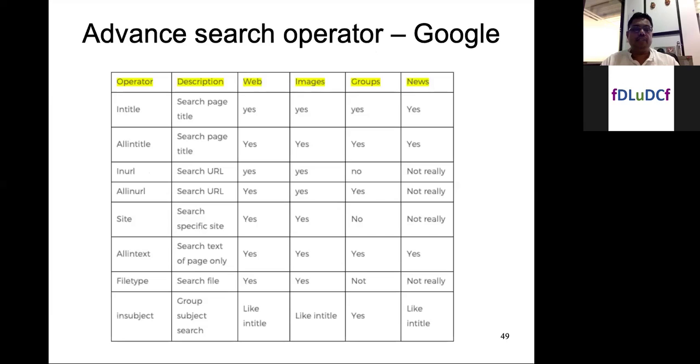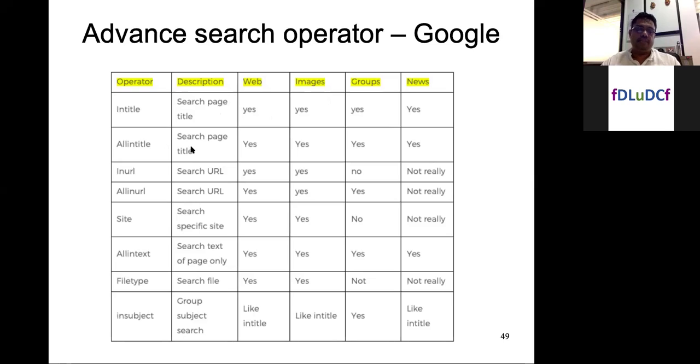Some of these advanced query operators I have listed down, like intitle, which searches for keywords in the title, and inurl, allintitle, allinurl, site, allinindex, filetype, insubject, and so on. There are operators available like that. intitle searches for the page title, and it applies for web, images, groups, and news. And allintitle searches the page title, and that applies for this.